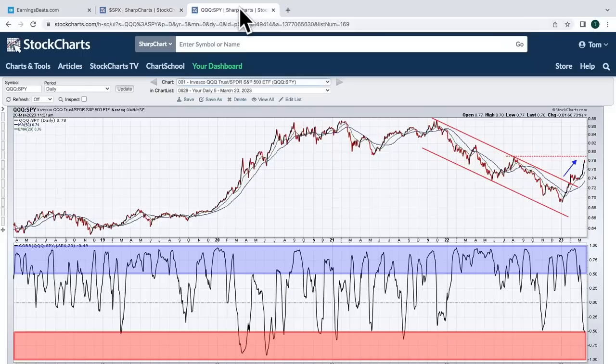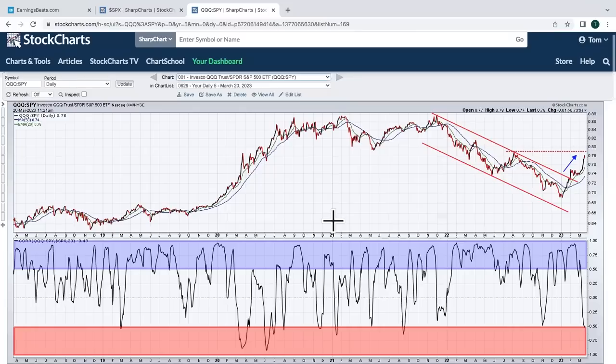So I want to start off first with the QQQ versus the SPY. This is simply the Nasdaq 100 versus the S&P 500. These are the two ETFs that track both of those indexes. And when you go onto StockCharts and you use any two symbols and you separate them with a colon, it'll give you the relative performance of the first one versus the second one. So when you're going up on the chart, it means that the QQQ is outperforming. When you're going down on the chart, it means the spider is outperforming and the QQQ is underperforming.